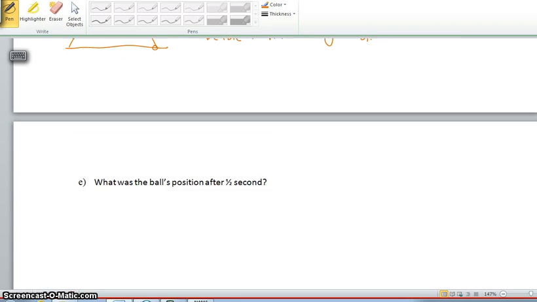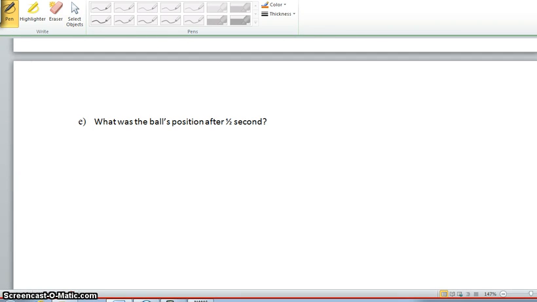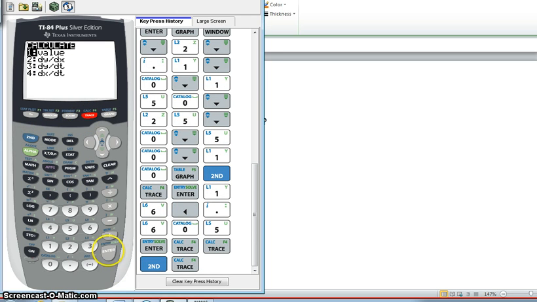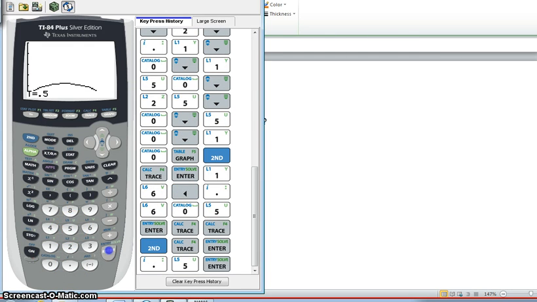And let's look at our last question. What was the ball's position after half a second? We can actually do this on the calculator first, and we can justify algebraically. So let's go again to second and calc, and let's go to value. When we enter in 0.5 for t, we get our x distance, which is the horizontal distance, and our y, which is the vertical distance. Our x was 44.4 feet, and our y distance was 10.1.